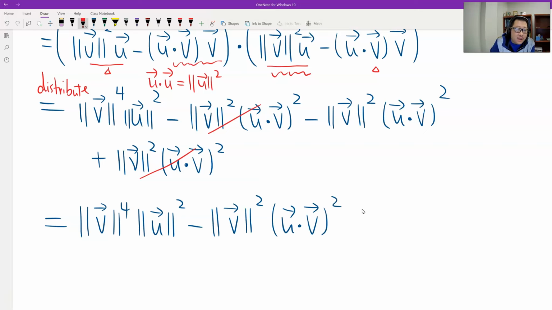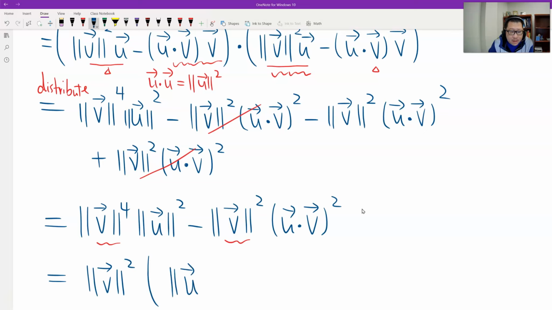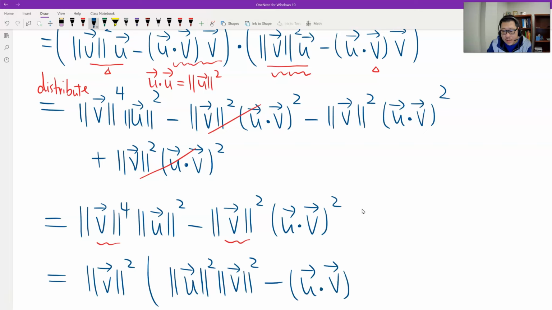Okay, so we factored out the common term, which is the norm of v squared, and then what do we have left? We have left, switching the order, the norm of u squared times the norm of v squared. That's the first power, so taking out the 2, we have 2 left. Then minus u dot v squared.